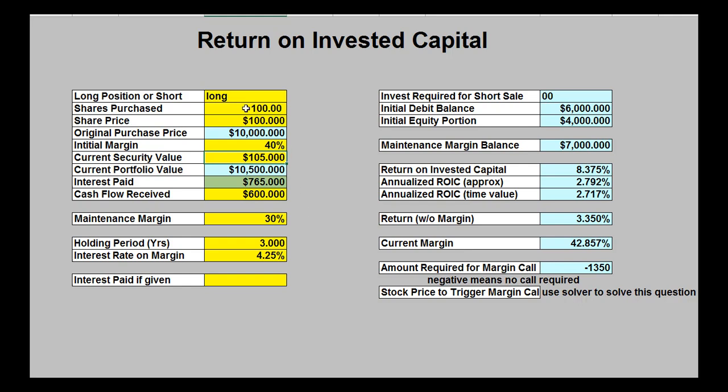You can also solve this information for short sales. Change the long position here to a short, enter the data that you have, and it will actually calculate the returns you have or need for the short sales.